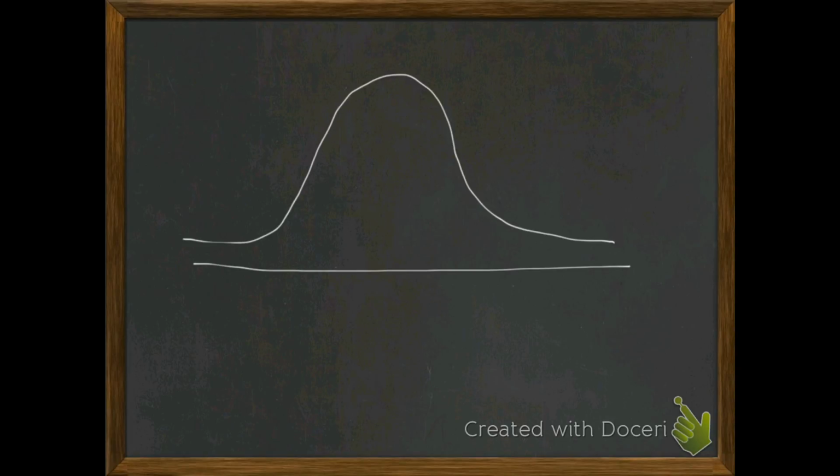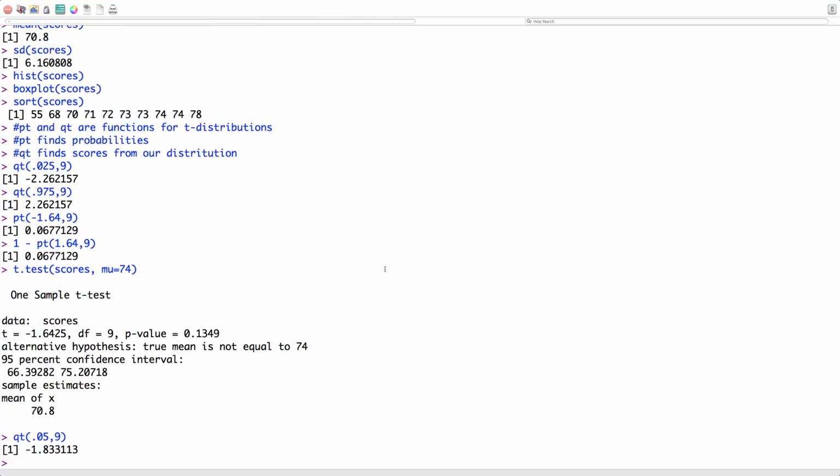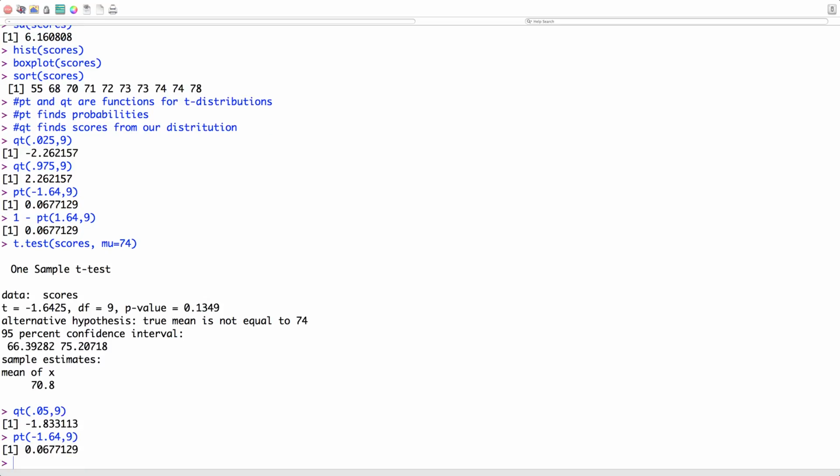Now, calculating the p-value, what would we do? Since we're doing a one-tail test, all we're worried about is the area to the left of negative 1.64. We have a handy feature in R that takes care of that calculation for us. It's called pt. We want the area to the left, so the area to the left is 0.0677.